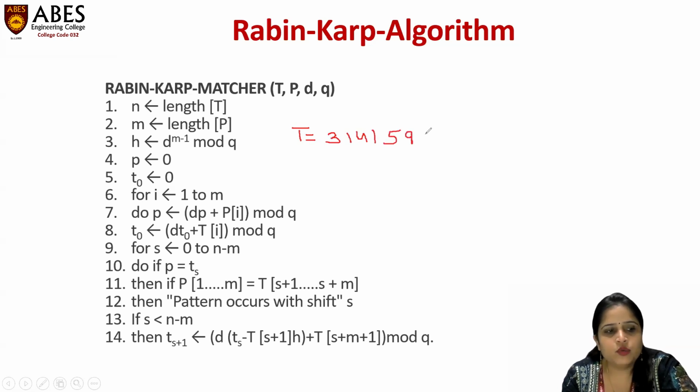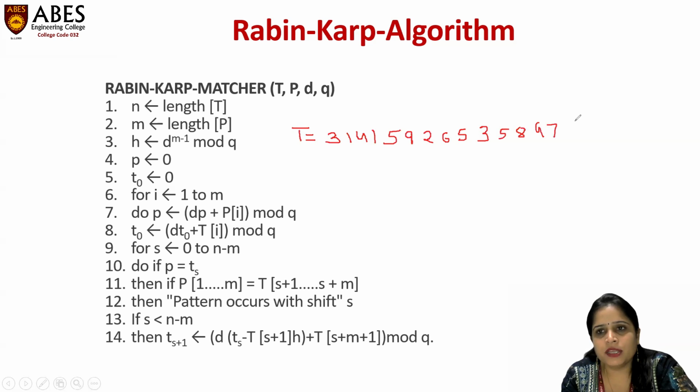314159, then 2653, 589793. This is the given text array.